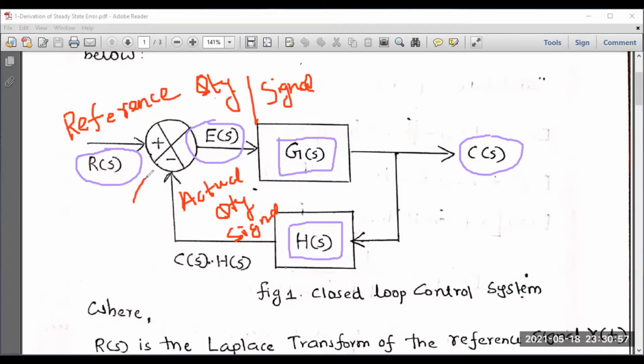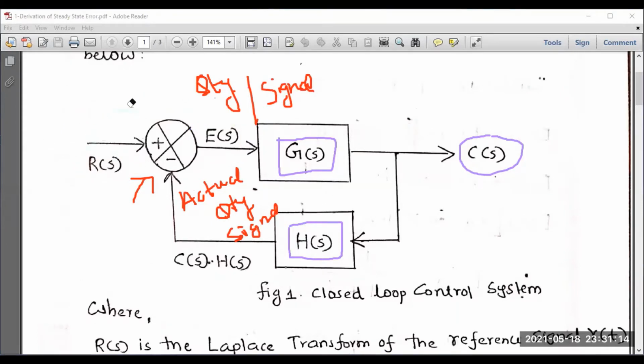So this is a summing point, a summer block is available there. One input is positive, the other is negative. So R of S minus C of S into H of S is the error signal. And this is a closed loop control system.